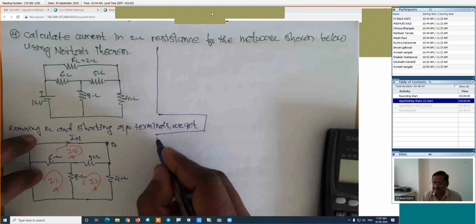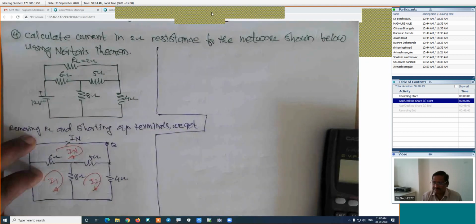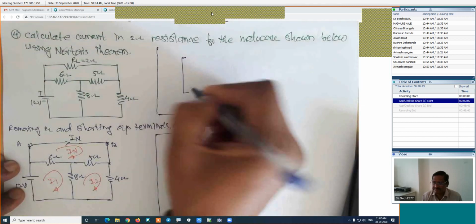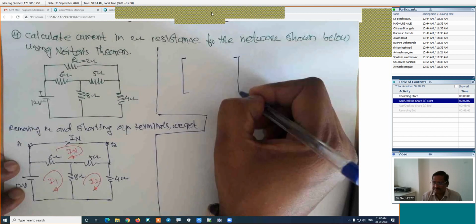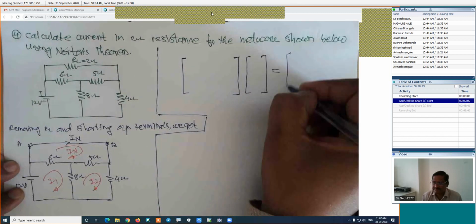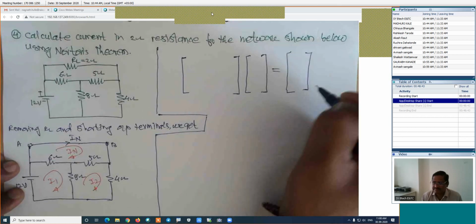You are aware of the mesh analysis. That's why I will prefer to use the direct inspection method here. I will use the direct inspection method. How is the direct inspection method? This is the impedance matrix into this current matrix is equal to the constant matrix. It will be the general format for this matrix.